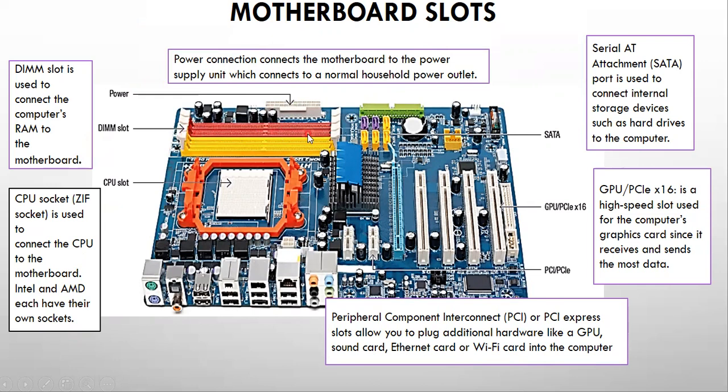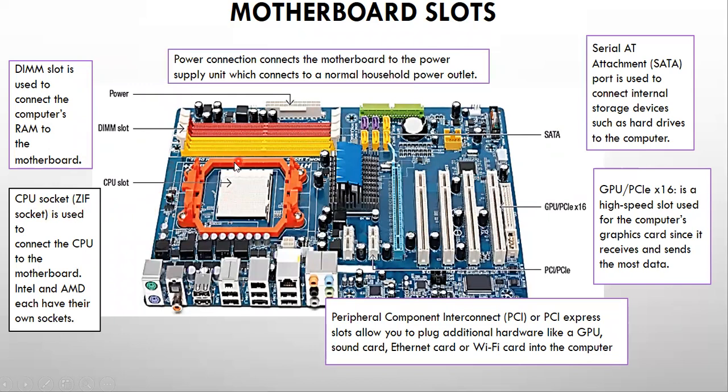Now these are called DIMM slots. They're different colors. So we have colors here. Now the DIMM slot is used to connect the computer's RAM to the motherboard. That's where your RAM fits in. So in upgrading, we can add more RAM to your computer if there are DIMM slots available.